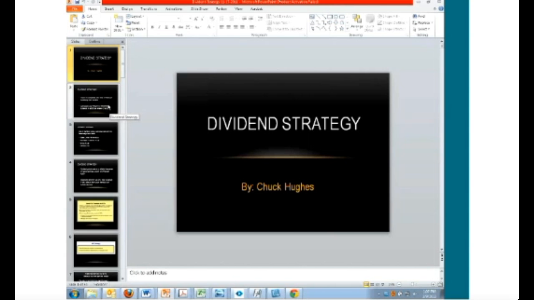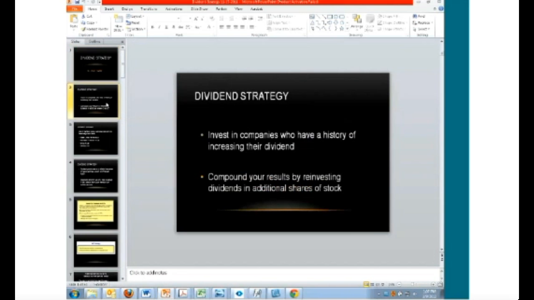We're going to continue our discussions of the inner circle strategies, and today we're going to focus on the dividend strategy. And our dividend strategy is fairly simple. We want to invest in companies who have a history of increasing their dividend, and then we want to compound our results by reinvesting those dividends in additional shares of stock.